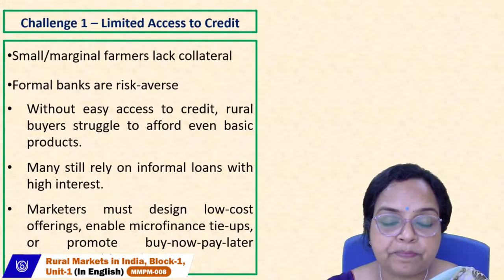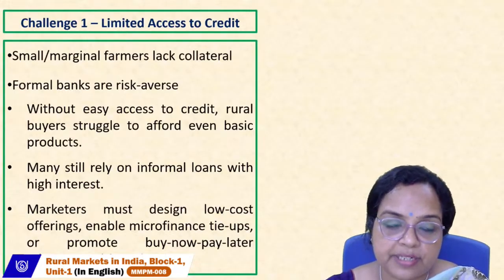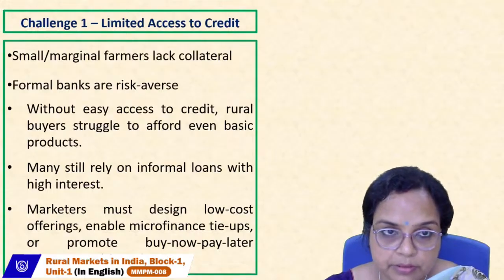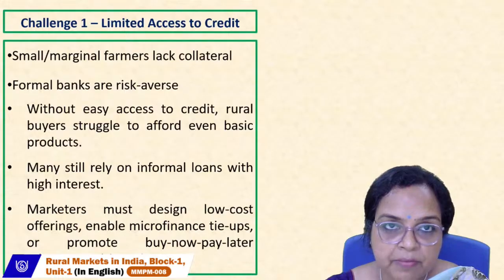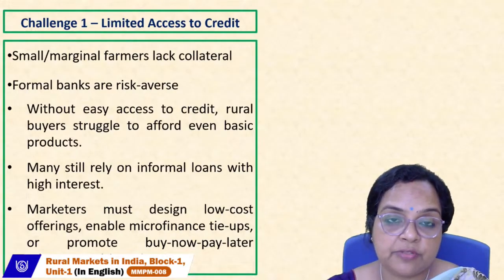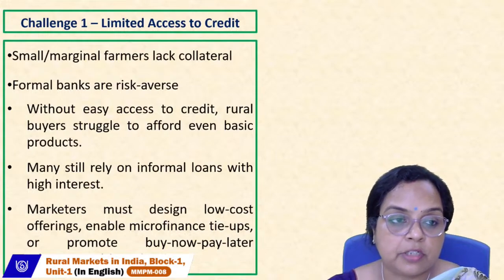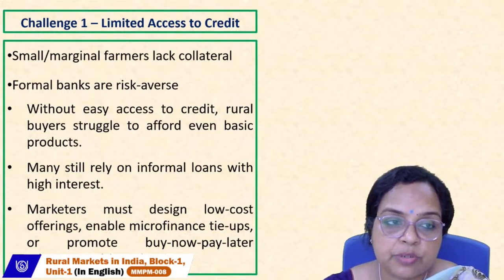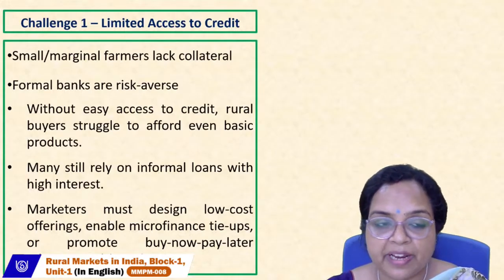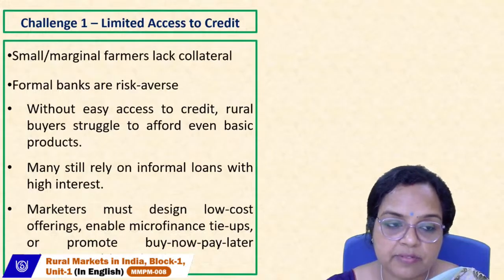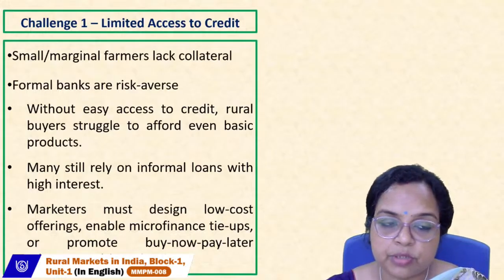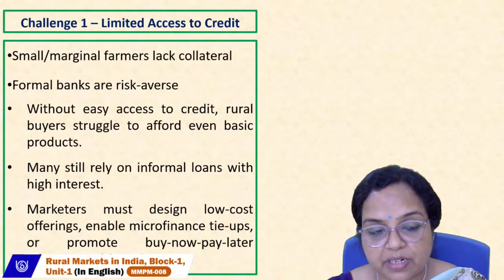Challenge number one is limited access to credit, because every time they don't have money in their pocket to buy. Sometimes they want to purchase something, but there is a limitation on the cash side. So let's understand the first challenge for the marketing function. They have limited access to credit because small and marginal farmers lack collateral for bank loans. Formal banks are risk averse. Without easy access to credit, rural buyers struggle to afford even basic products.